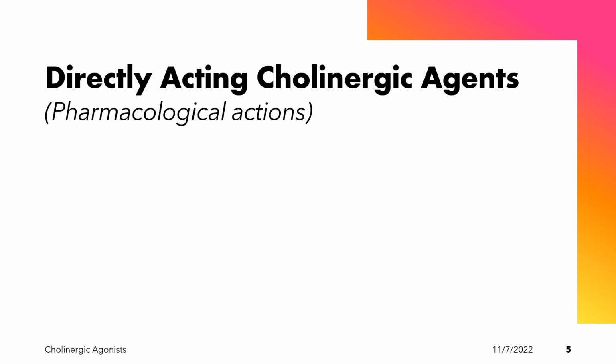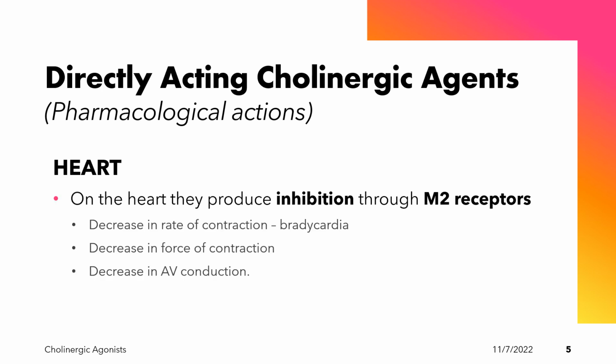So again, most of the drugs in this category are considered to be selective for muscarinic receptors, hence produce muscarinic action. So let's take their effect on each organ, starting with the heart. For the heart, they produce inhibition through the M2 receptor. So again, the M2 receptor is inhibitory in nature. They decrease the heart rate, resulting in bradycardia, decrease the force of contraction, and decrease the AV conduction.